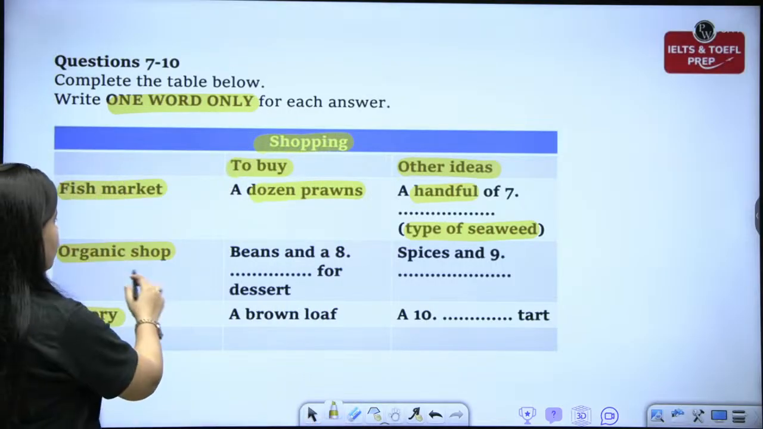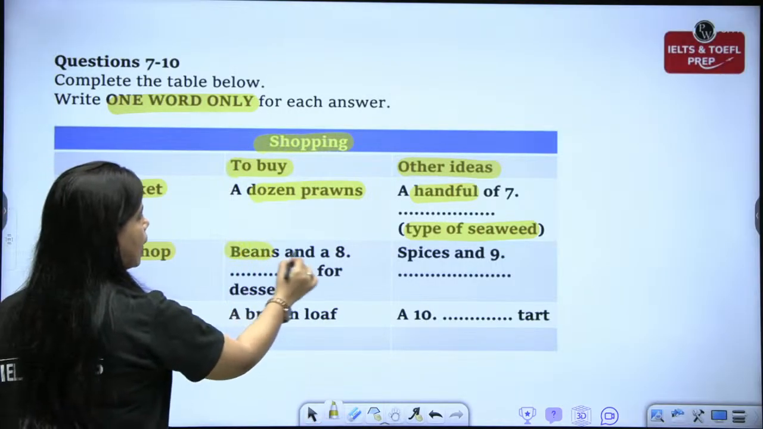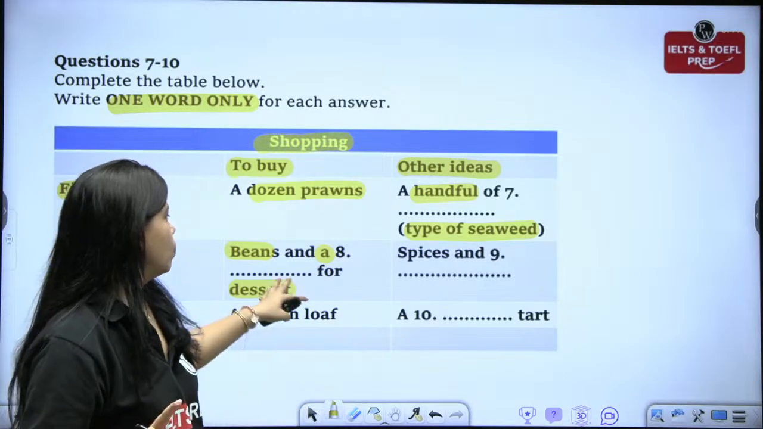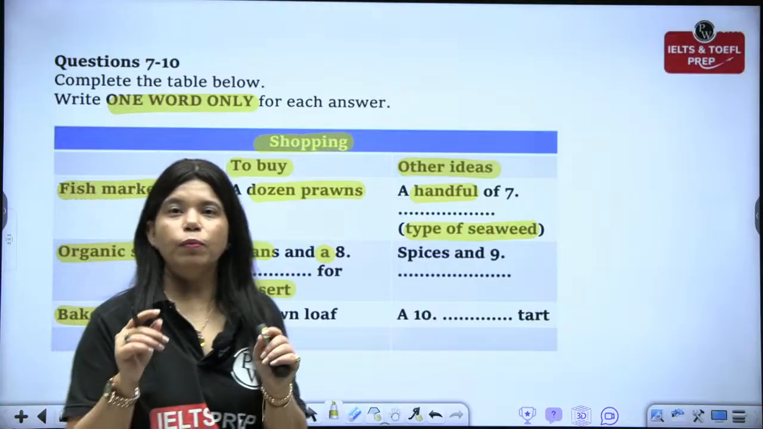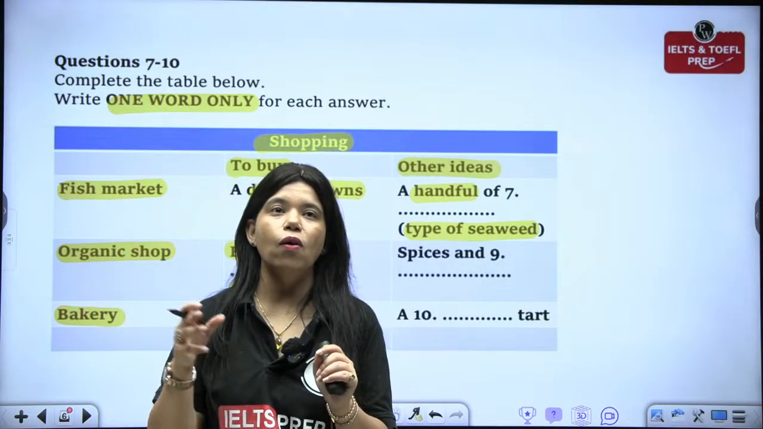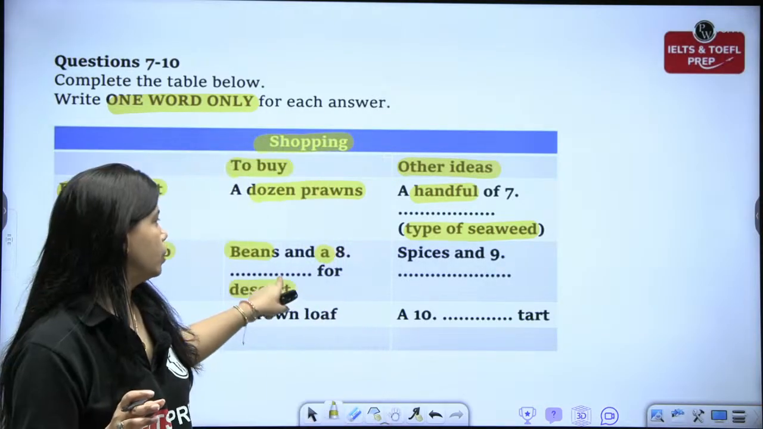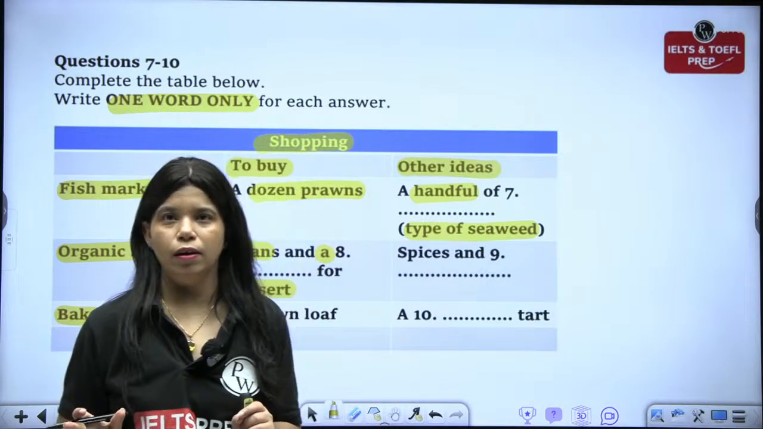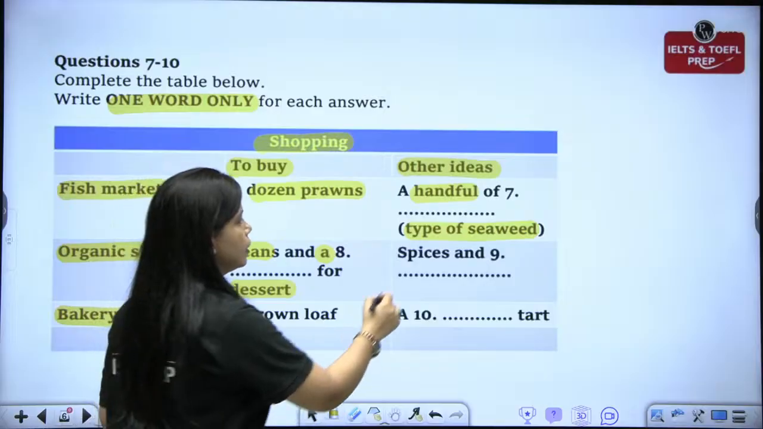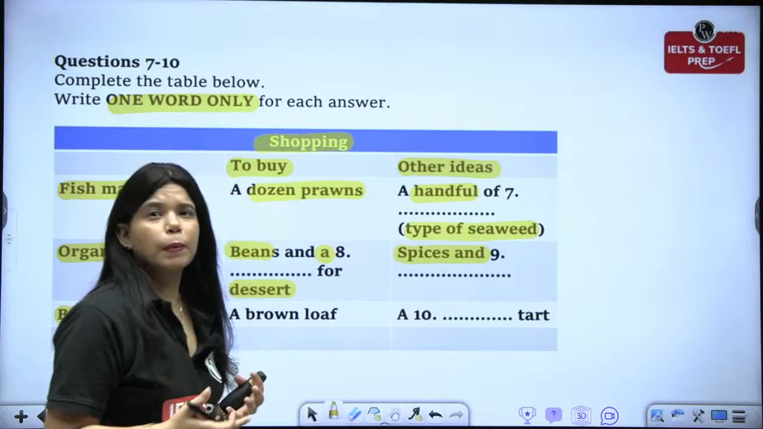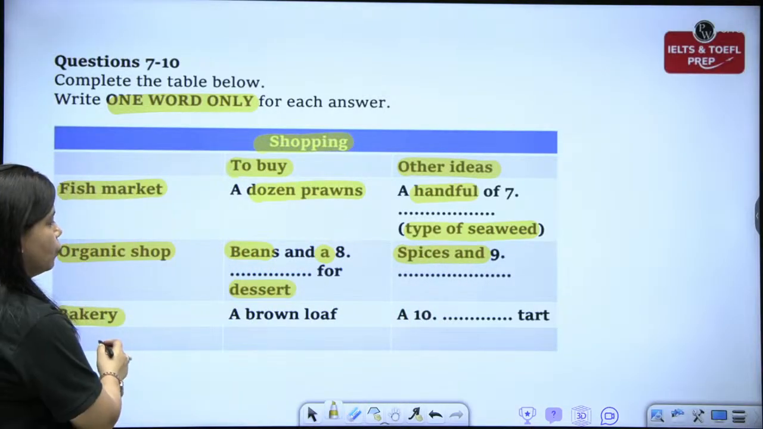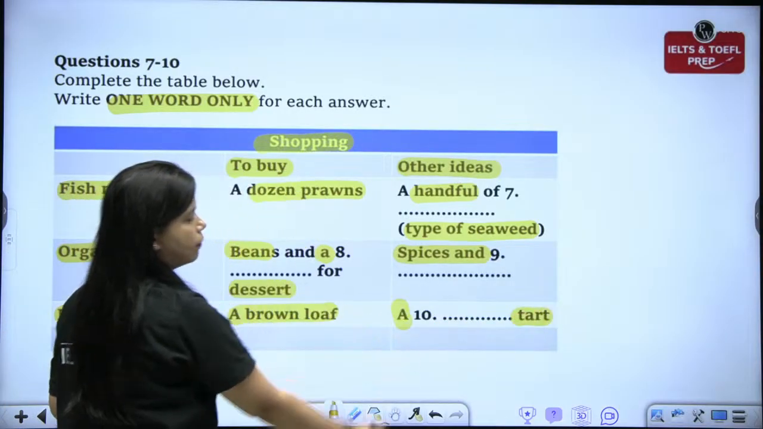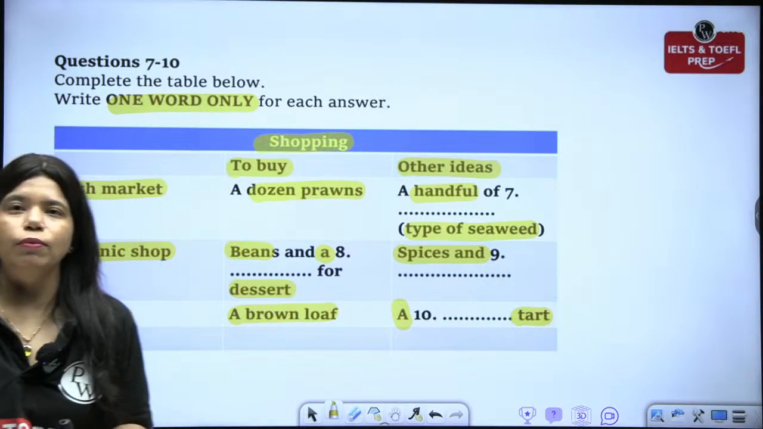And then it says for organic shop, it says beans and a dash for dessert. Let me give you one extra tip here. देखो blank से पहले क्या है? A. Now before a blank, if you have a or an, that means you are going to get a singular countable noun in the blank. Plural का तो chance ही नहीं है अगर a आ गया तो. Then it says spices and something. See, spices and what? And then it says for bakery, a brown loaf, a dash tart. Once again, you have a here. That means singular countable noun.